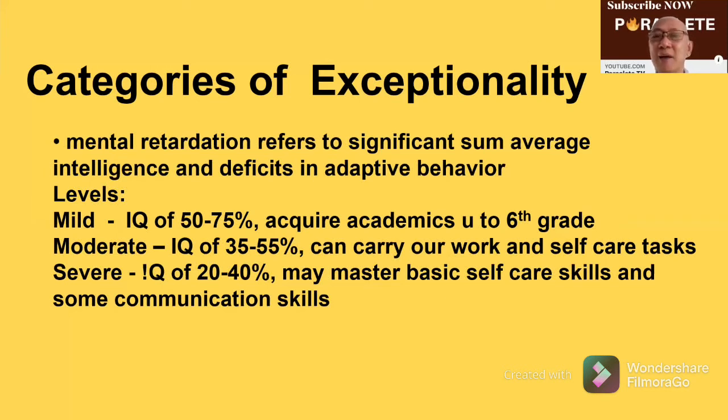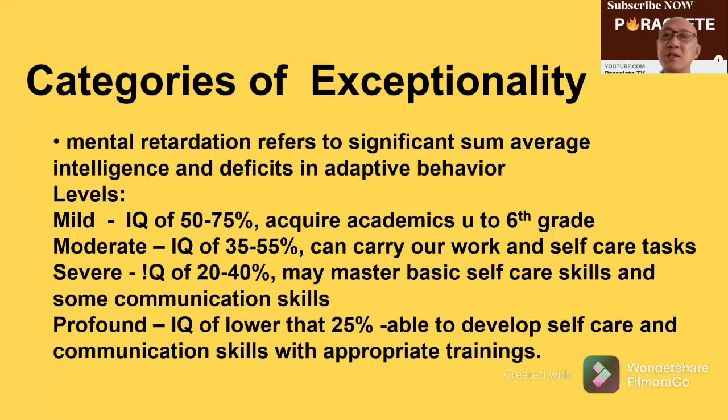You have to really take time to teach them the alphabet and its sounds, and it will be very good if you do it through the law of exercise or law of repetition. Then we have the highest level of mental retardation, called profound, in which these pupils or students have an IQ lower than 25. They will be less able to develop self-care and communication skills even with appropriate training. So pupils having mental retardation as well as autism really need an expert, a master's degree holder in special education, so that they will be attended to properly.